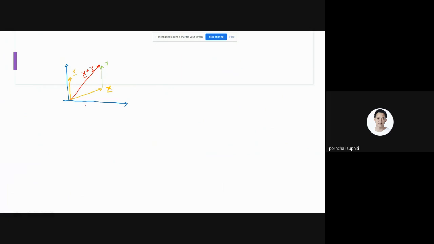Similarly, if you multiply x with some constant value, let's say it's 2x, it will have the same direction as x, but it is twice as long. The size becomes twice, okay? So this is a typical vector that you learn in engineering or physics, and all that. Okay.